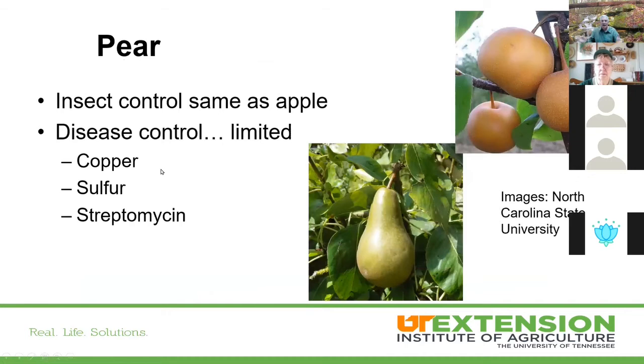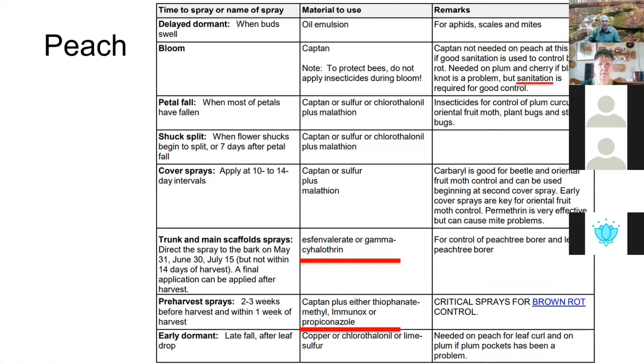Pear is going to be just like an apple, whether it's an Asian or European pear. About the only real difference when it comes to disease control in pears is that there's not much labeled for homeowner use. You're basically limited to copper, sulfur, and streptomycin. From a management standpoint, apple is near the top of management requirements. My highest is going to be our next fruit, peach, with pear, and then apple, and then down the line.